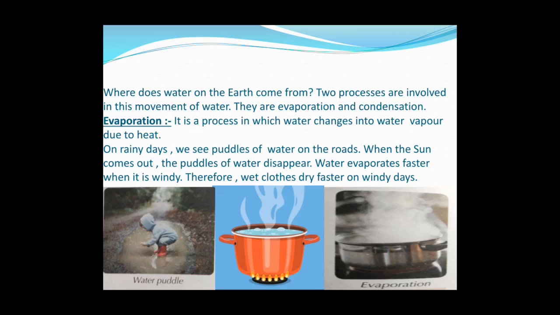Evaporation. It is a process in which water changes into water vapor due to heat. In the picture, you can see children, due to heat, water is changing into water vapor. On rainy days, we see puddles of water on the road. When the sun comes out, the puddles of water disappear. How do the puddles disappear, children? When the sun comes out, due to heat, water gets converted into water vapor. Water evaporates faster when it is windy, therefore, wet clothes dry faster on windy days.